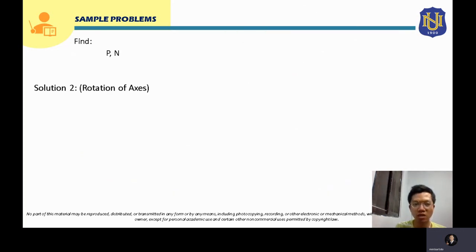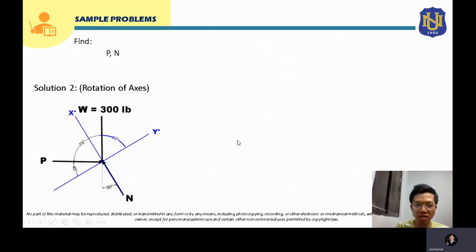Now here we can also use our second solution, which is the rotation of axis. From our free body diagram, we will redraw this this way. Again, P can be extended, and also our normal force, and they will meet at this point. Your P is 75 degrees from the vertical, and your normal force N is also 30 degrees from the vertical.